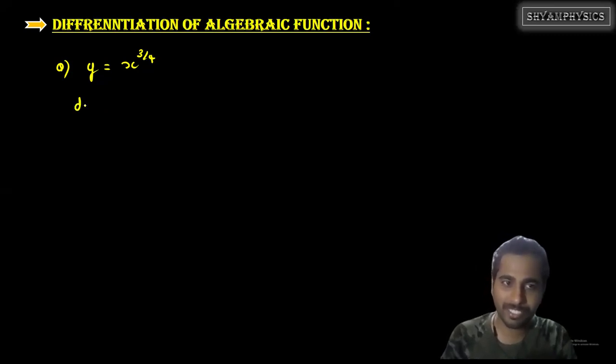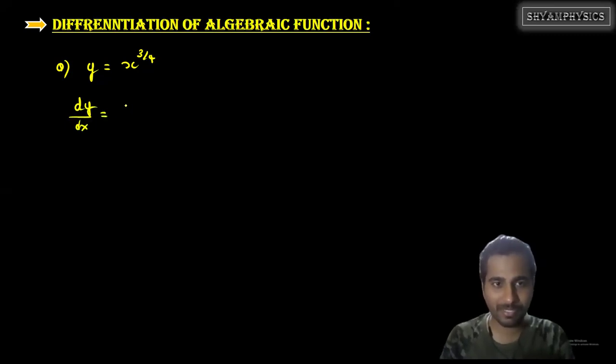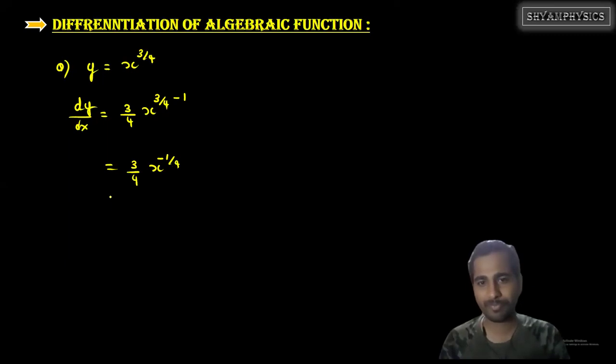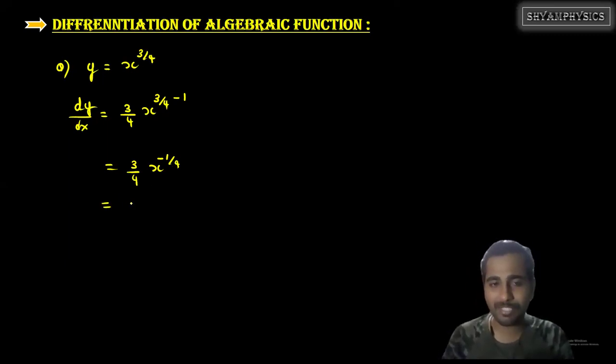Now we need to differentiate, right? dy by dx is equal to, shift the power first, and shifting it should be 3 by 4. Next, x to the power, whatever the power it has, 3 by 4. In that power we need to subtract 1. Okay, now what should be the answer? 3 by 4 x to the power 3 minus 4 by 4. It should be minus 1 by 4. Correct now? Or else sometimes you may write this one like this also.